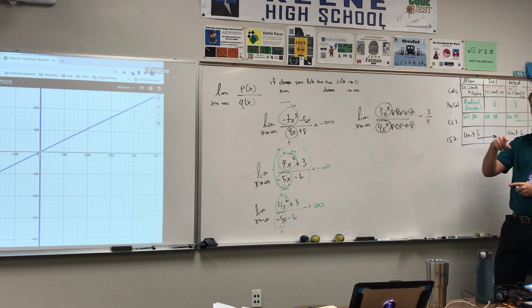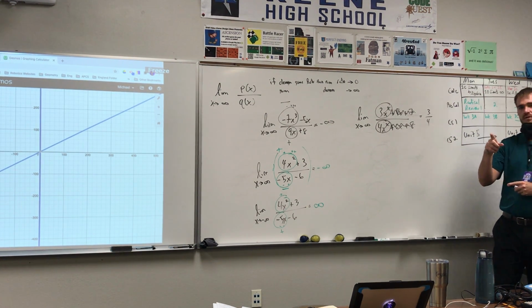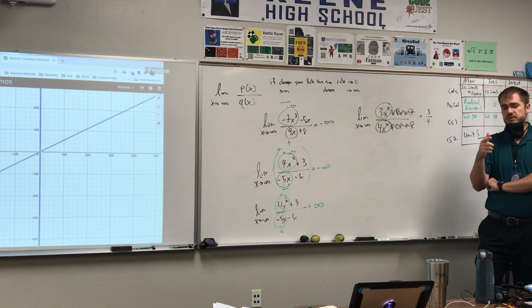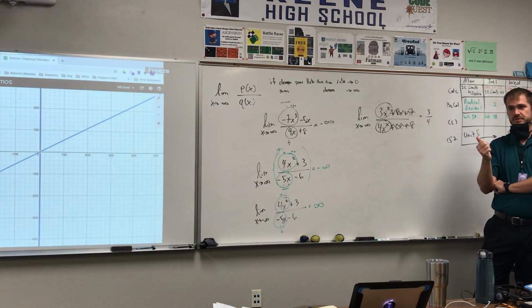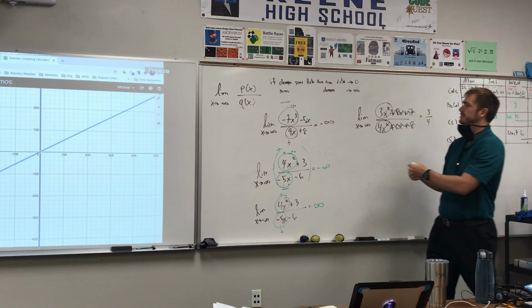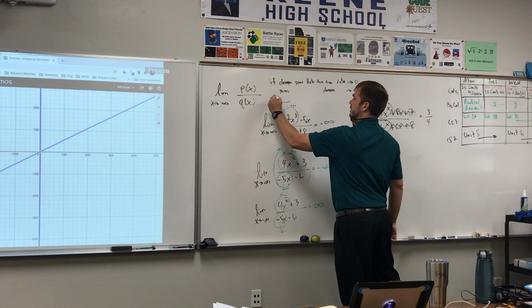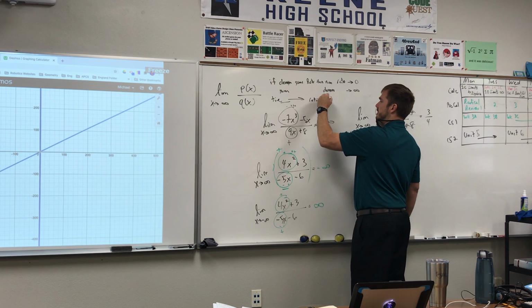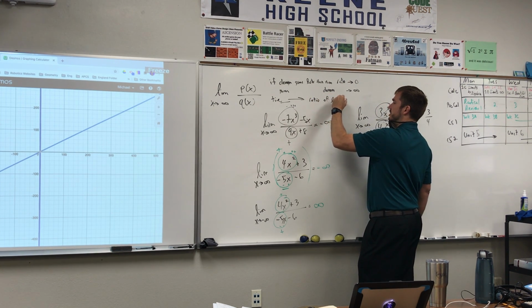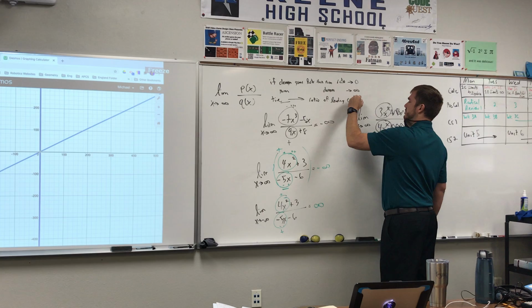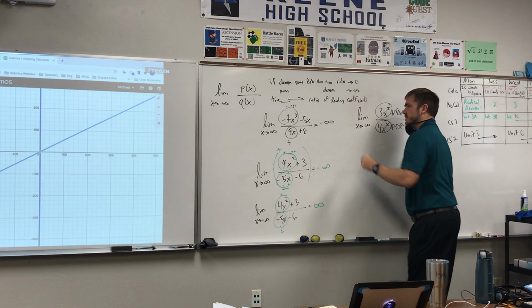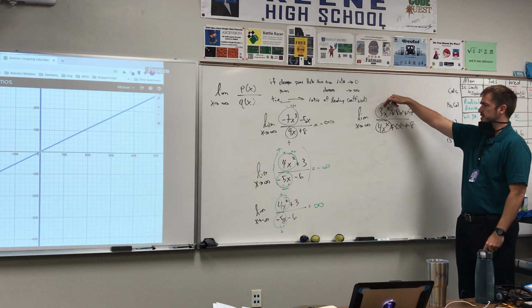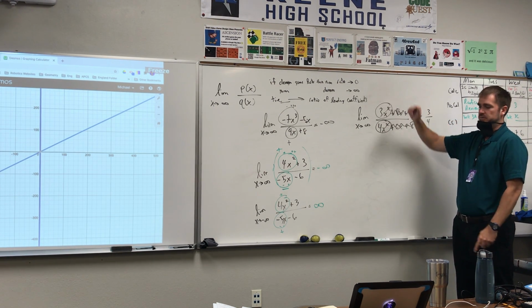If it's a tie, in baseball, tie goes to the runner. In calculus, tie goes to the ratio of the leading coefficients. Hold on. Tie goes to the ratio of the leading coefficients. And the leading coefficient is obviously the number that's multiplied by the term with the highest power.